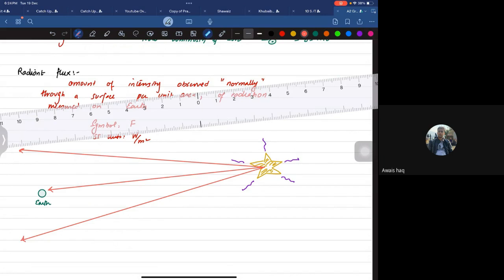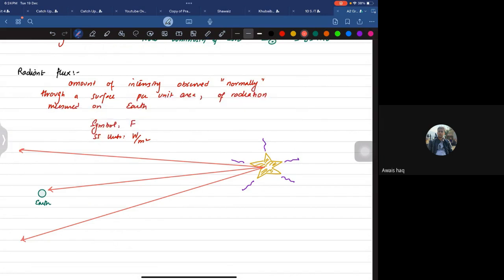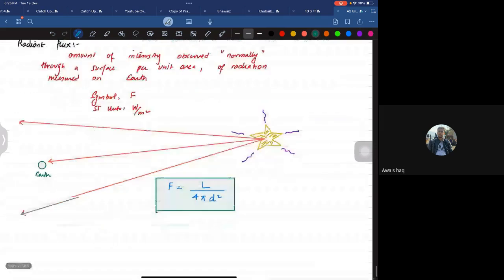Now, what you guys need to remember is that the radiant flux is measured by whatever the luminosity of that object is divided by the surface area, 4 pi d squared, like that. This 4 pi d squared is the surface area of a sphere, right? So just remember this formula, like that.